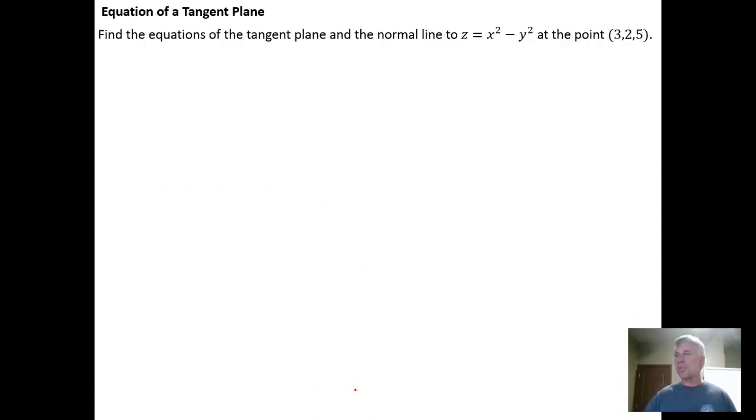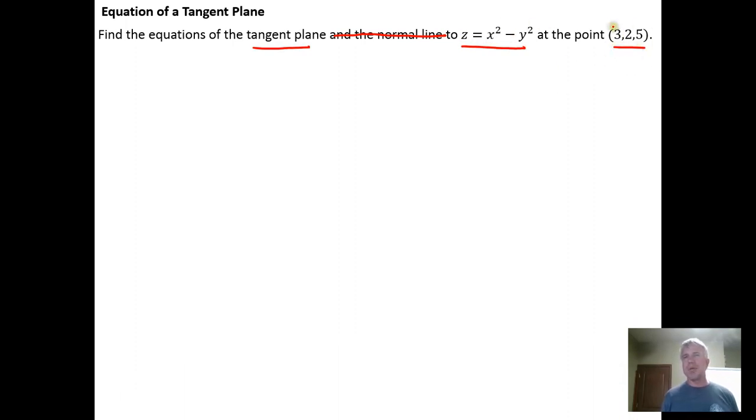So we'll show a couple of examples. Find the equation of the plane that is tangent to, I don't want to find the normal line, we're going to do that later. So find the equation of the tangent plane to the surface z equals x squared minus y squared at the point (3, 2, 5).